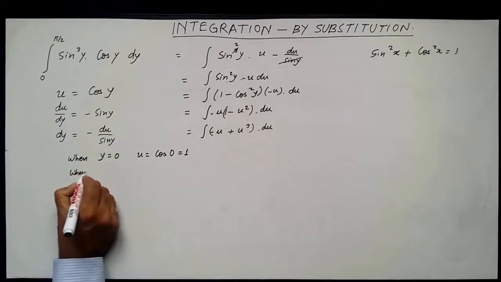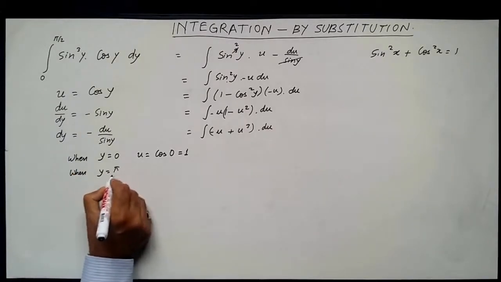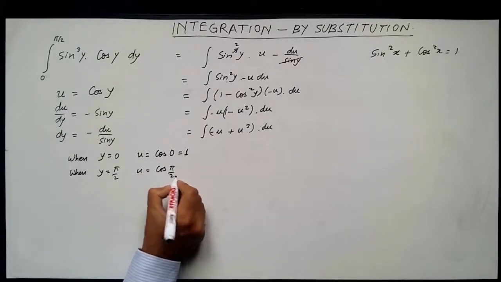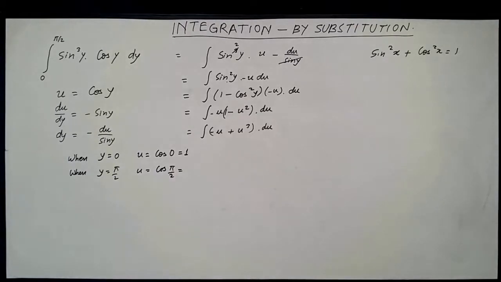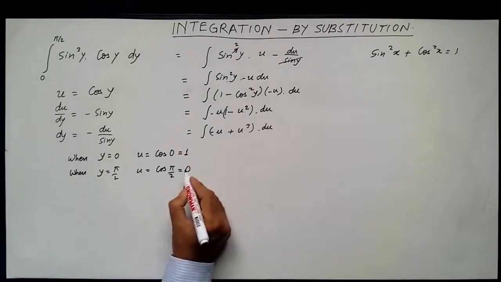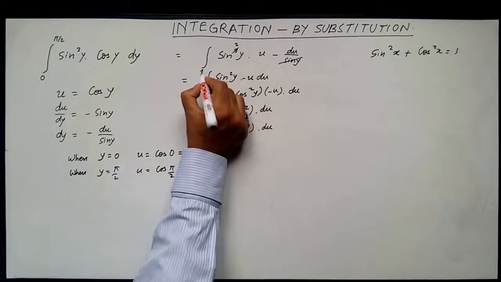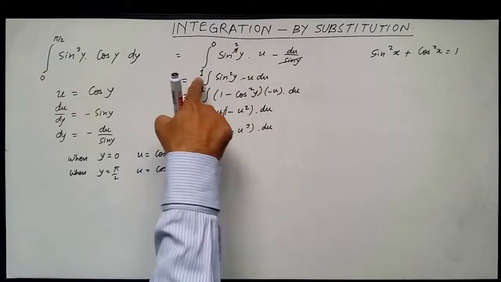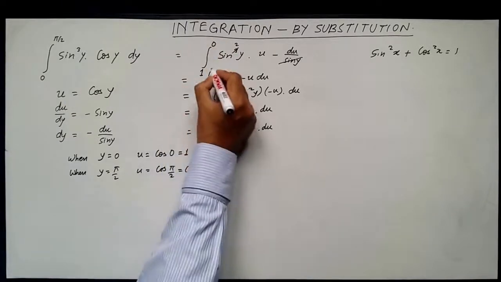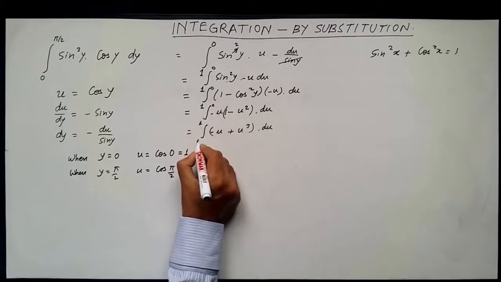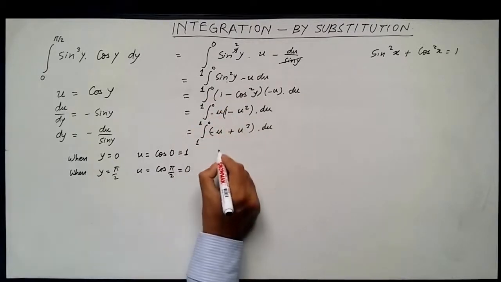So when y is equal to pi by 2, u is equal to cos of pi by 2. What is cos of pi by 2? Cos of pi by 2 is 0. Okay. So now we can change the limits to between 1 and 0, because when y is equal to 0, u is equal to 1. So we can change the upper and lower limits in the expression. So now it becomes very clear.